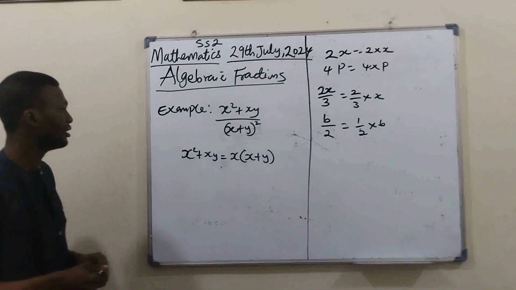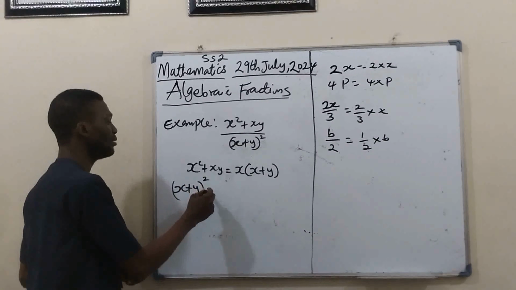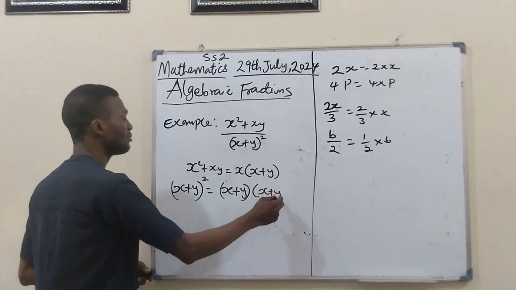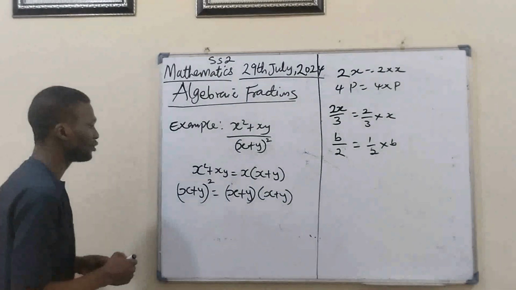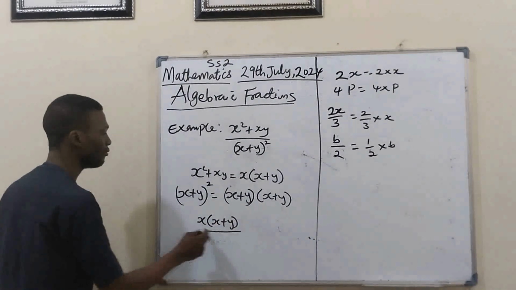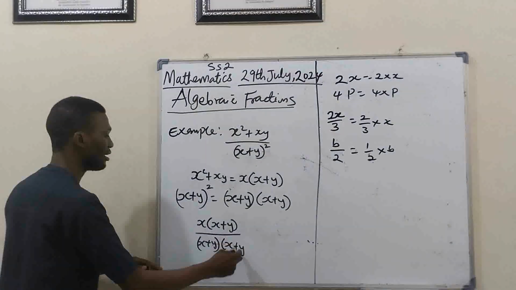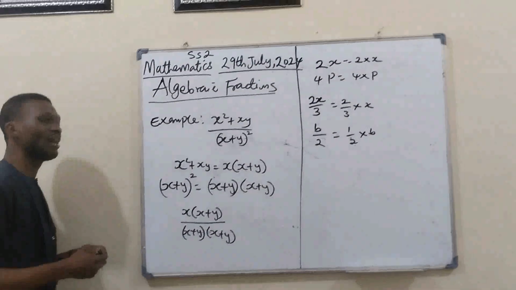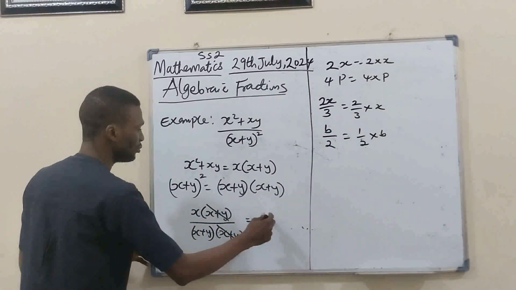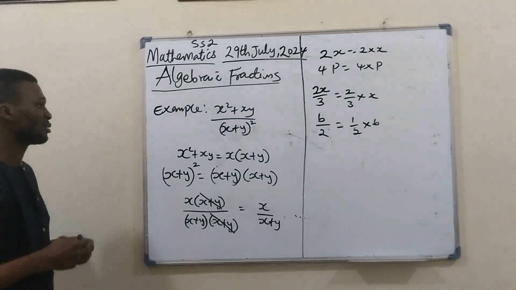And we have factorized our numerator. For our denominator, x plus y all squared simply means multiplying x plus y by itself. So we have our numerator as x into bracket x plus y, all over x plus y times x plus y. At this point, we can see that we have the common factor x plus y, so we cancel it out. That leaves us with x all over x plus y. This is the simplest form of this expression.